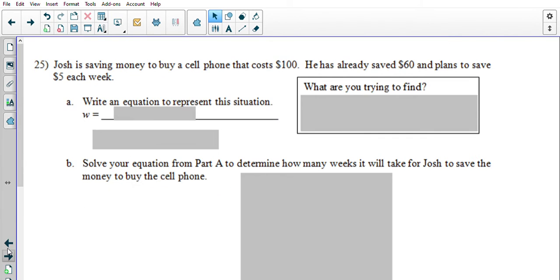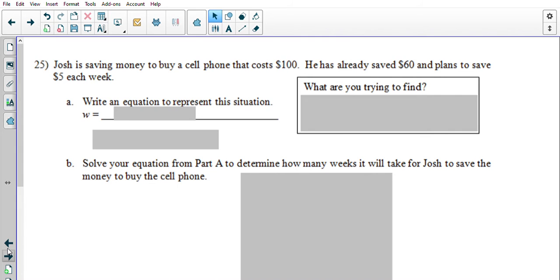All right, let's move right ahead to number 25. Let's see some real word problems for this. I made the numbers really nice here. In real life, these numbers probably wouldn't be quite as nice, but I wanted to make it easy for our first endeavor into solving or writing and solving two-step equations. So number 25 says, Josh is saving money to buy a cell phone that costs $100. He has already saved $60 and plans to save $5 each week. A, write an equation to represent this situation. B, solve your equation from part A to determine how many weeks it will take for Josh to save the money to buy the cell phone.